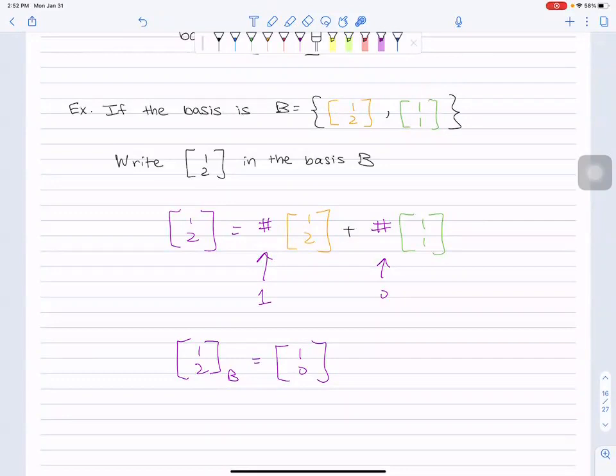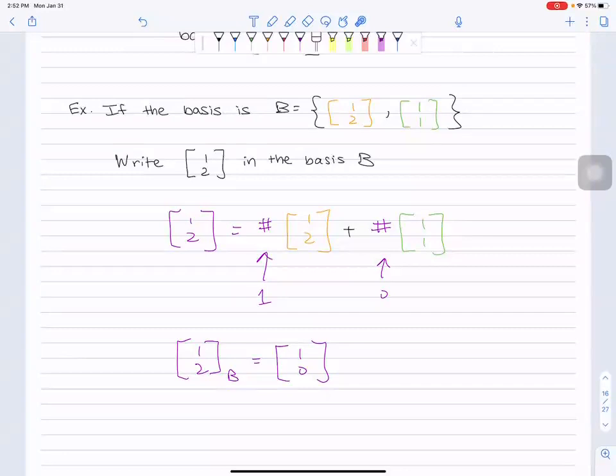Yes. Okay, yes. So we want 1, 2 to equal some number times the orange plus some number times the 1. So if we make the first number 1, then we already have what our goal was, 1, 2. So we don't even need any contribution from the green vector.